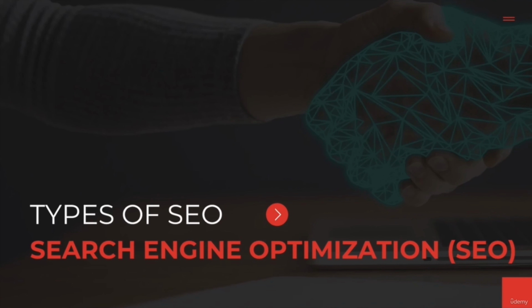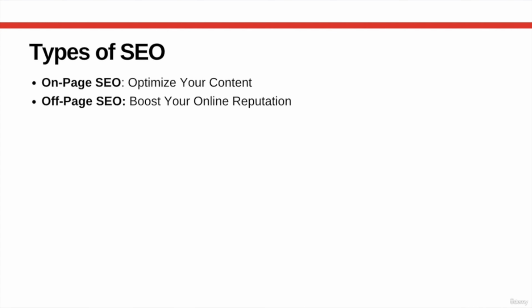Hi. Now let's look at the types of SEO. On-page SEO. This is about optimizing everything on your website. It includes creating high-quality content, using clear titles and headings, and incorporating important keywords that people search for.